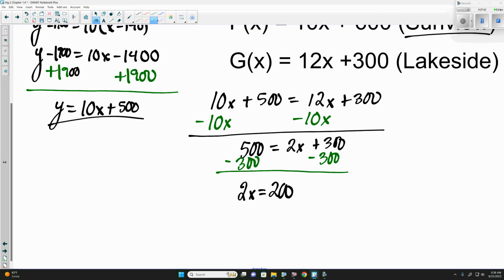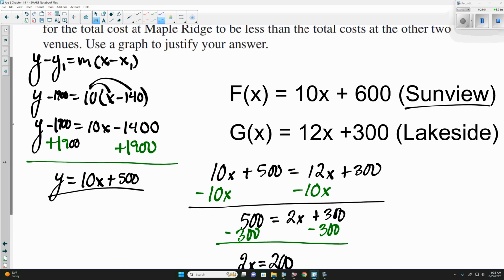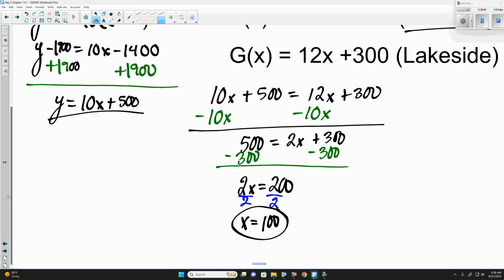Bless you. And lastly, divide by 2. So at 100 kids, they cost the same, yes? So do we need to have it be less than 100 kids or more than 100 kids for Maple to be cheaper? More. So it needs to be more, wouldn't it? Because the cost per student is cheaper. Cost per student is cheaper, but something isn't. Because what's not cheaper from one to the other? The initial value.